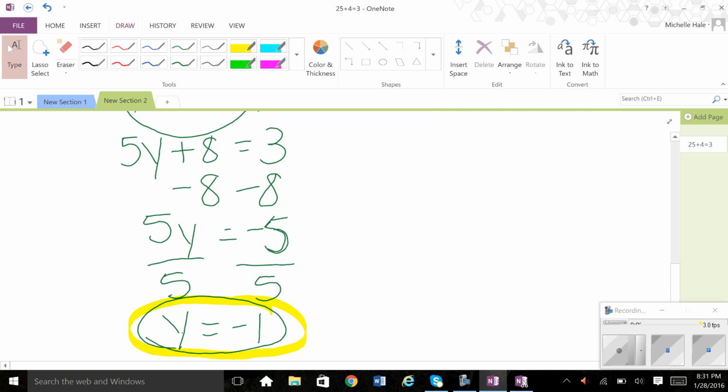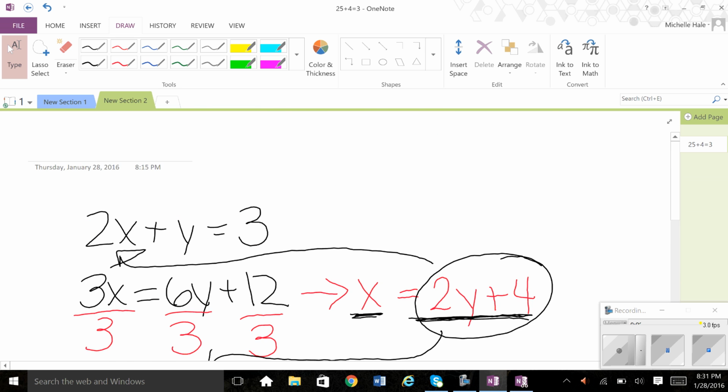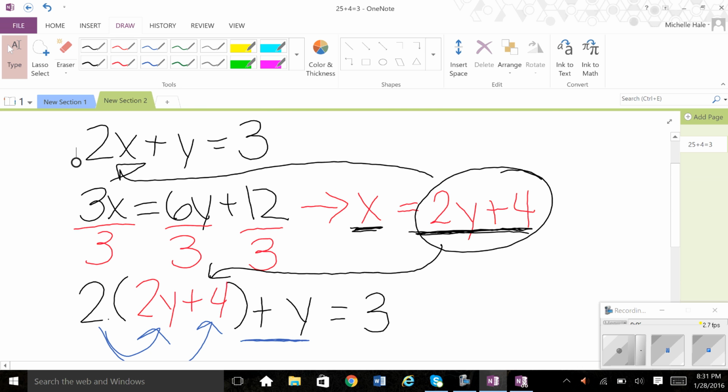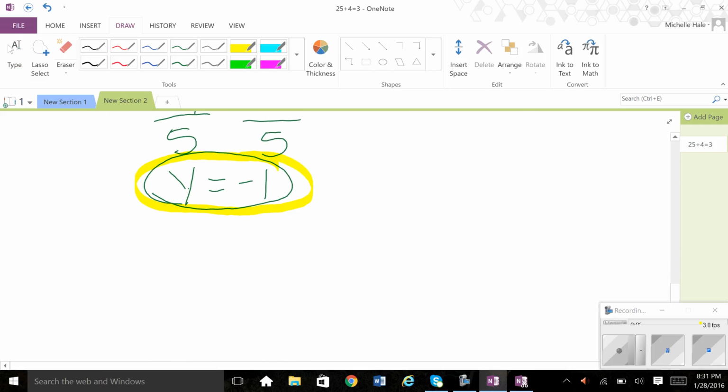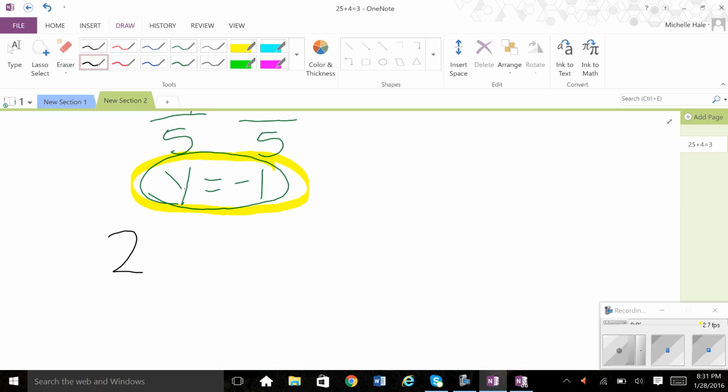Then we want to take any of our original equations. So we have this 2x plus y equals 3, and we have this 3x equals 6y plus 12. I think the first equation is simpler. So I'm going to take that 2x plus y equals 3, bring it back down here. I'll write the full thing again.